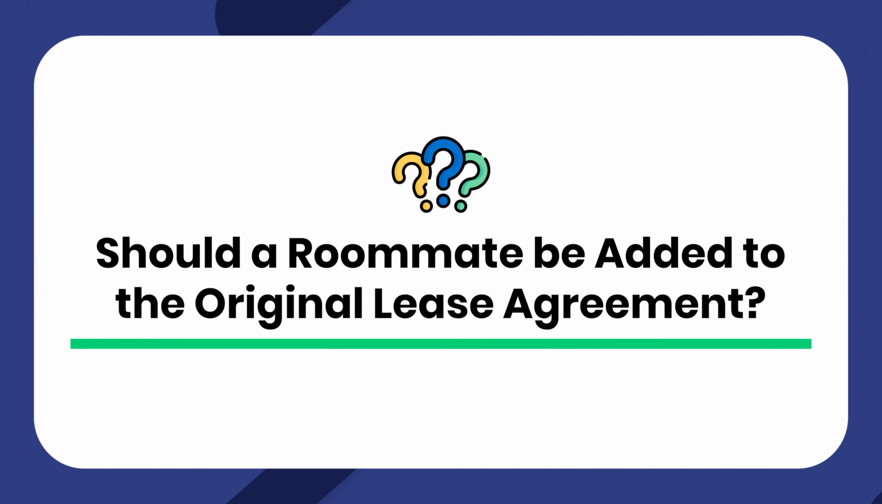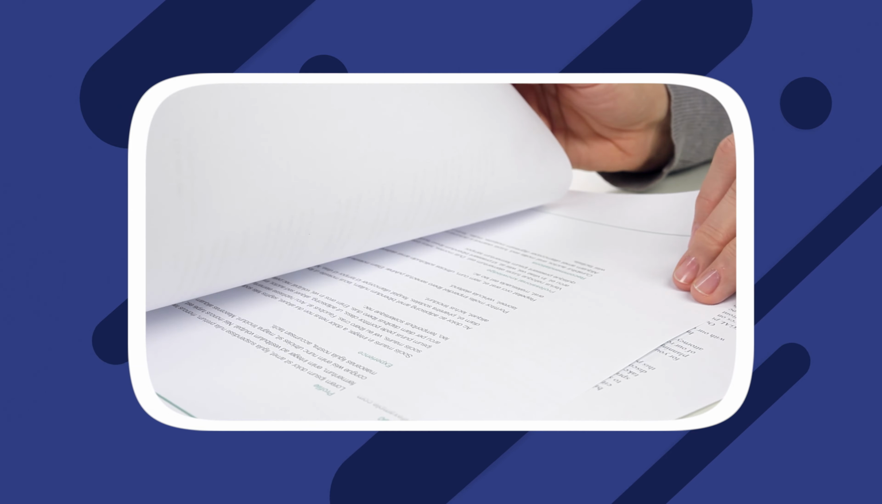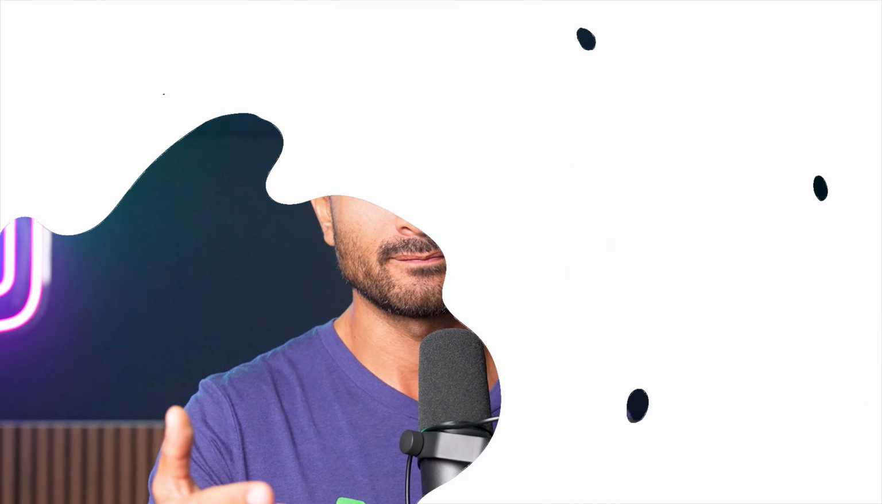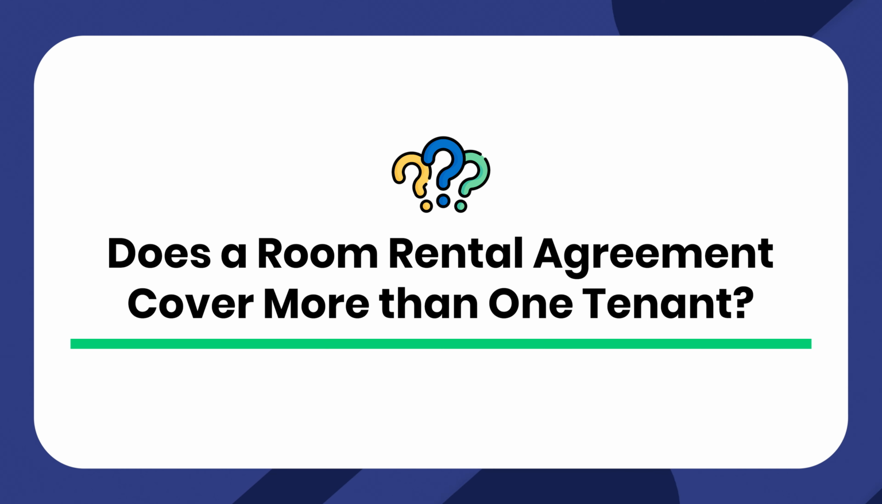Should a roommate be added to the original lease agreement? This depends on the terms stipulated in the original rental agreement. If subleasing is allowed, there's no need to add the roommate to the original lease. However, if the landlord prohibits subleasing, a roommate will need to obtain the landlord's permission, after which they might be added to the lease. Does a room rental agreement cover more than one tenant?